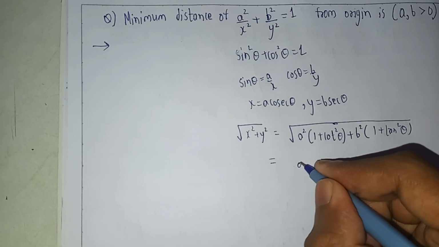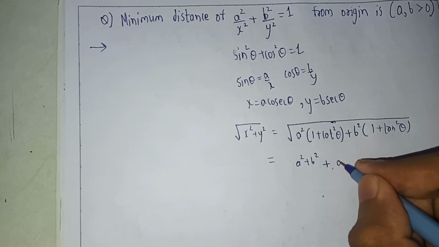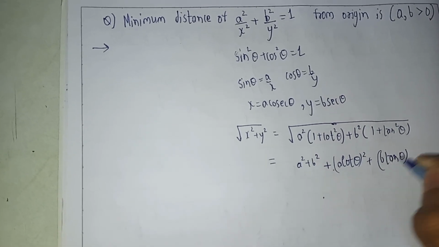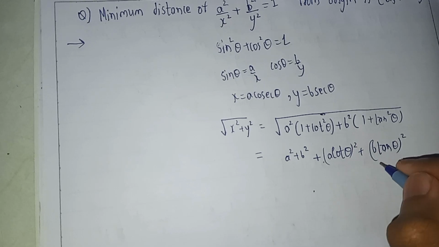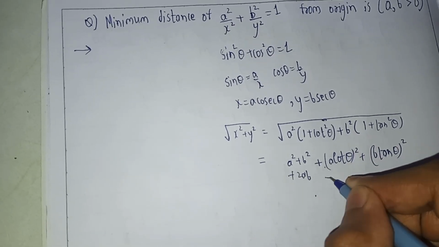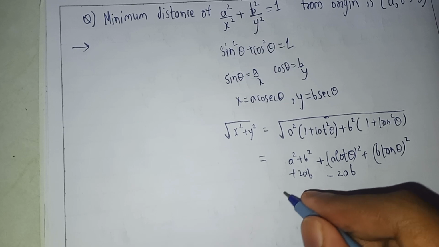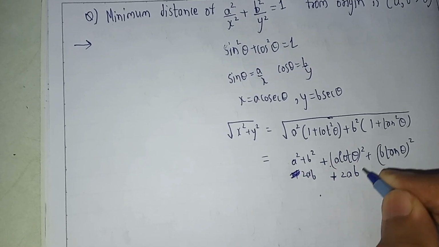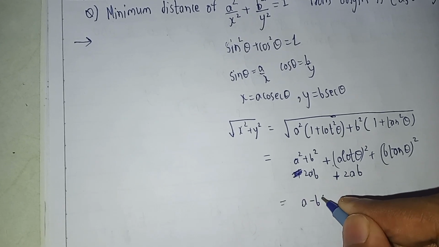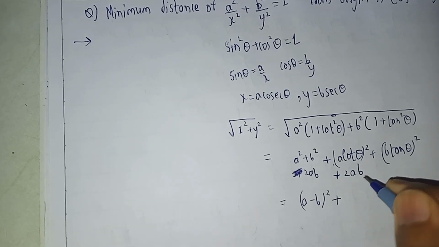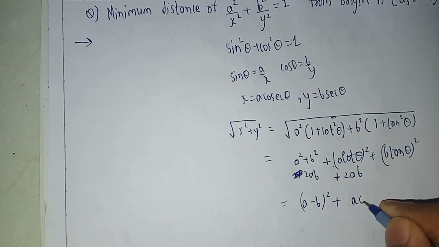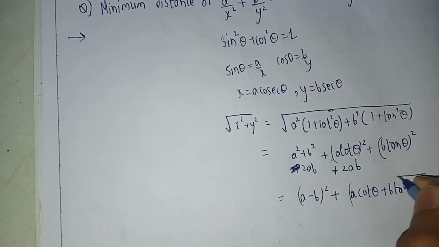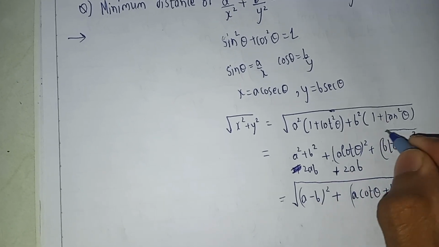And after this you have a square plus b square plus (a cot theta) whole square plus (b tan theta) whole square. Now just add and subtract 2ab to it. So plus 2ab minus 2ab. Then I will write this as minus 2ab and this as plus 2ab. You can write it anyways. So this one will be (a minus b) whole square plus (a cot theta plus b tan theta) whole square, and there was a root on both sides.